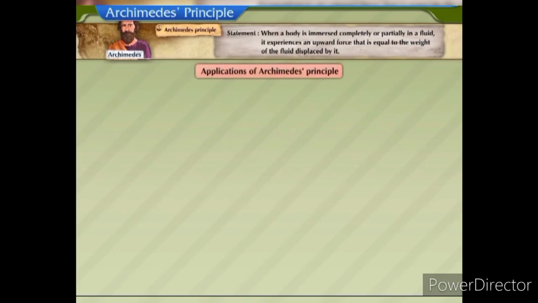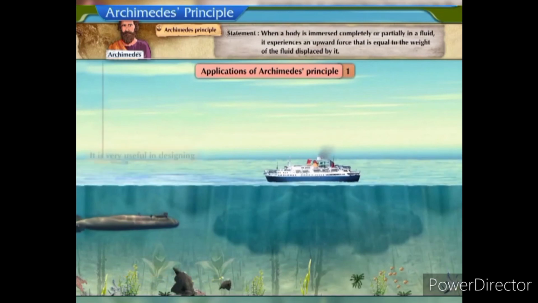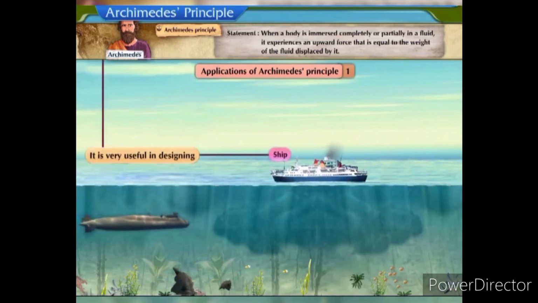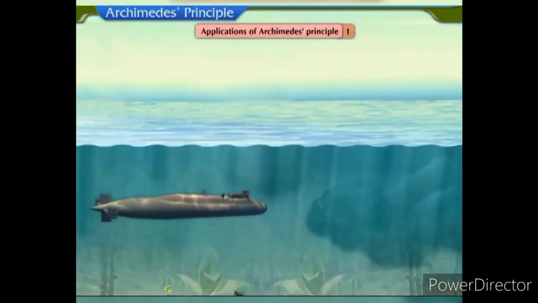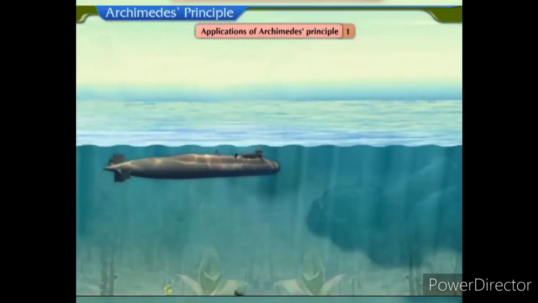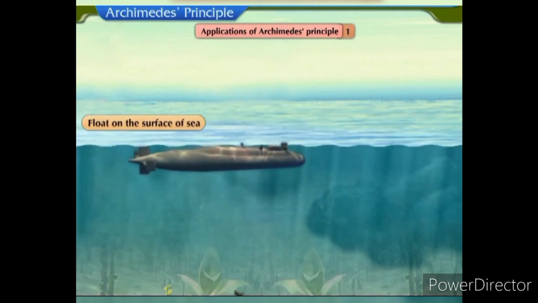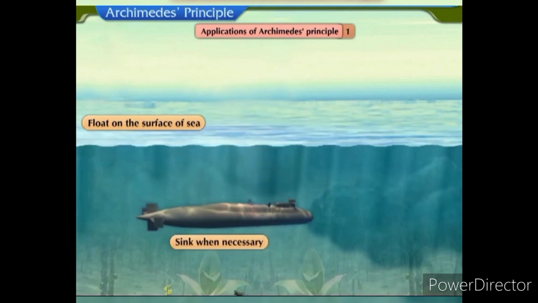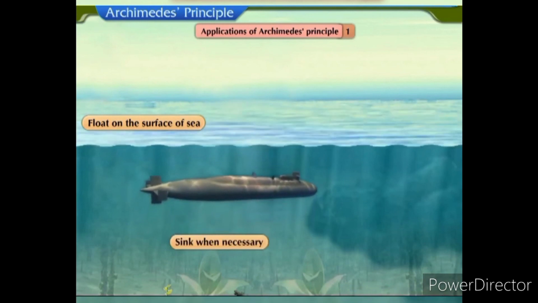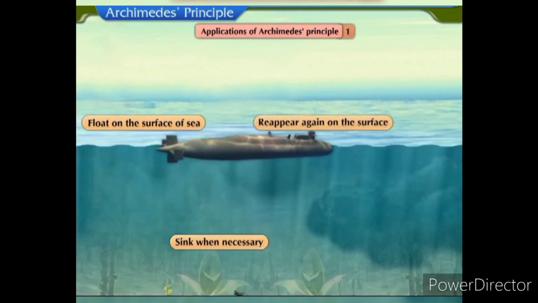Application of Archimedes' principle. 1. It is very useful in designing ships and submarines. A submarine is a ship which can float on the surface of the sea or can sink when necessary and reappear again on the surface.